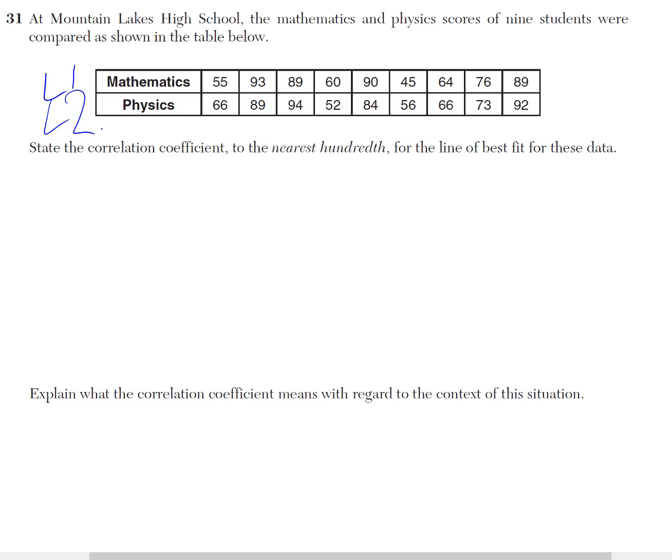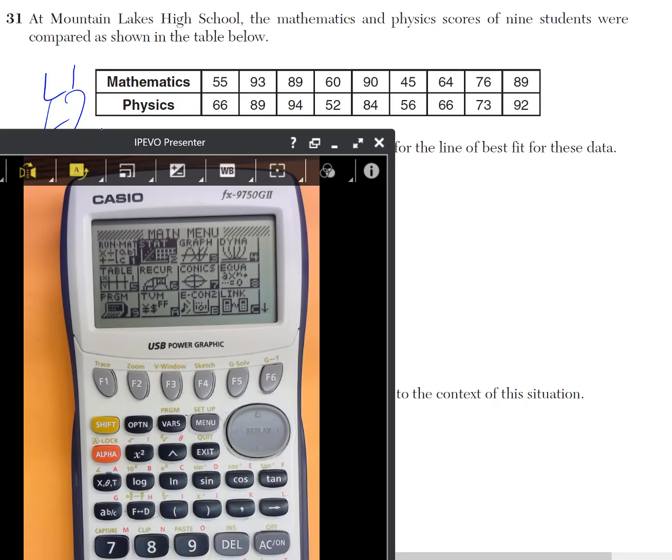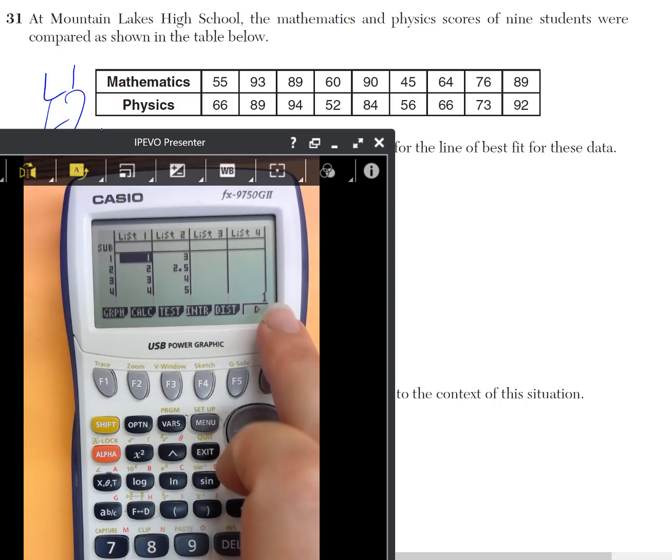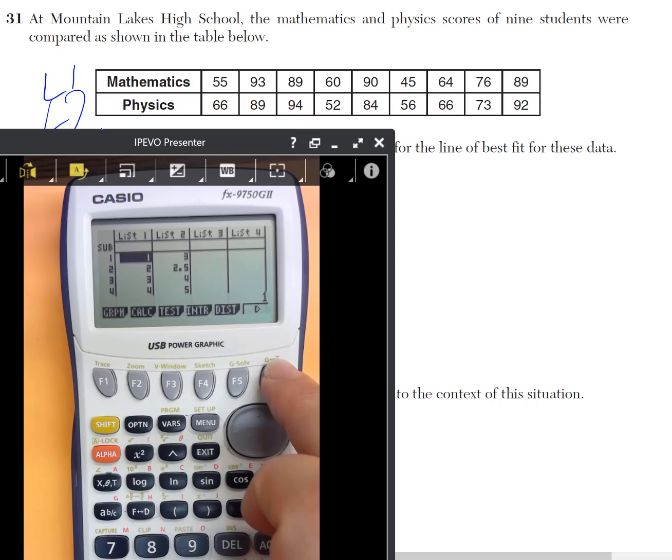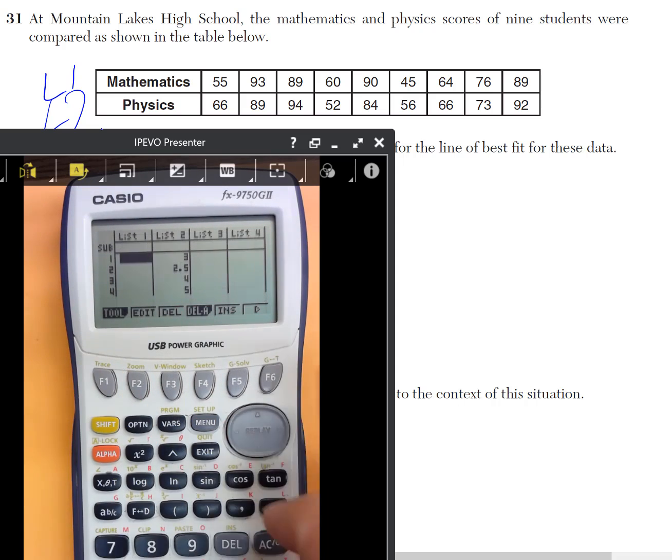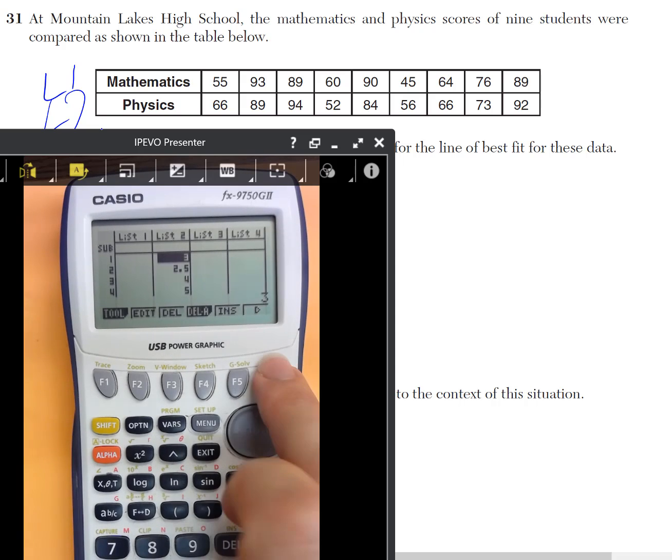So if we take a look at our calculator, we're going to go to stats, press execute. If you have anything in the list, you want to press F6 for the additional menu, and we want to delete all, which is F4. We're going to do that for both lists.